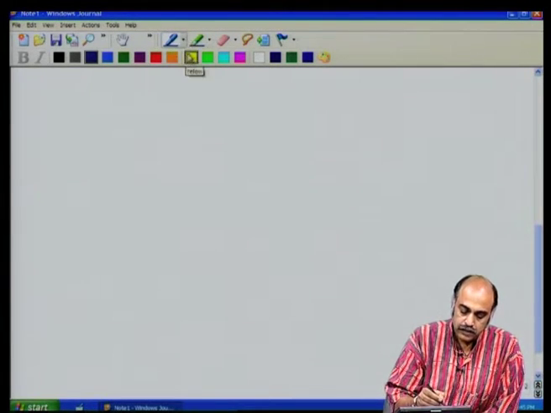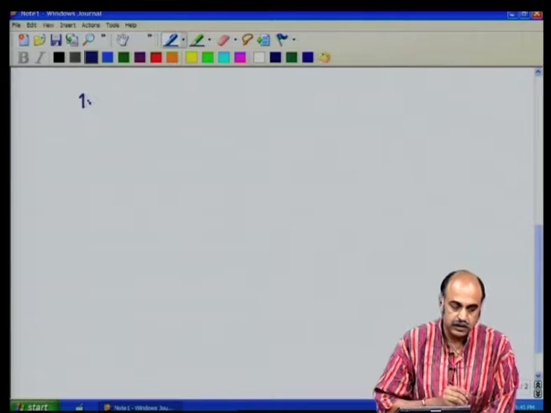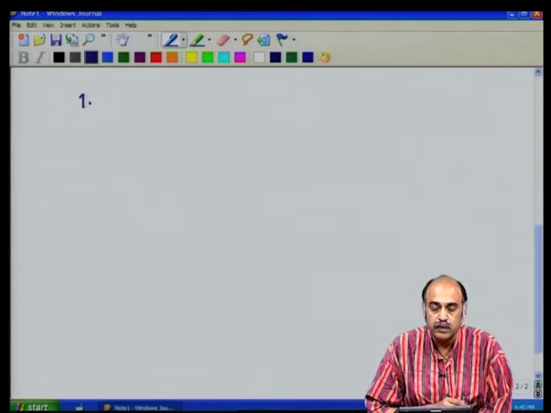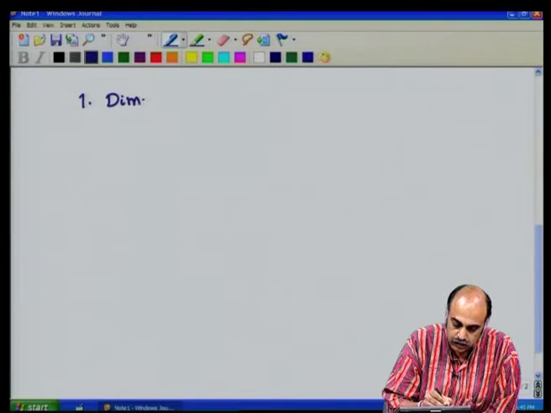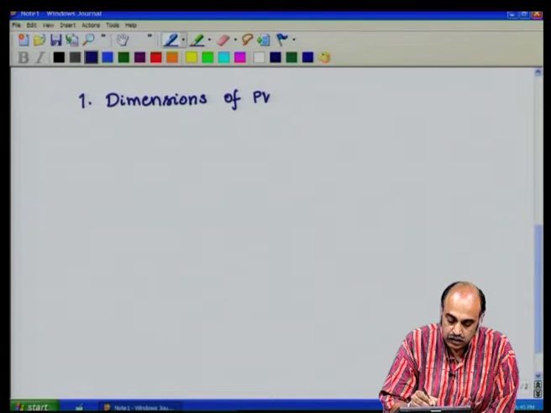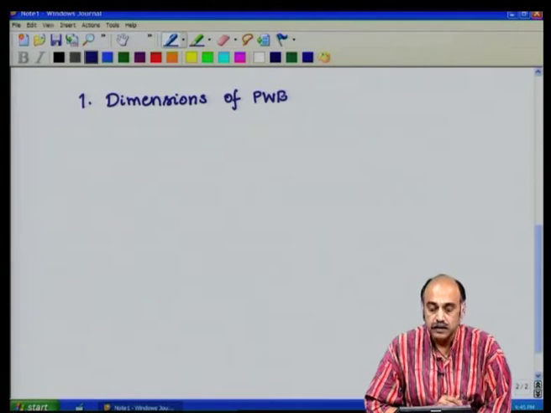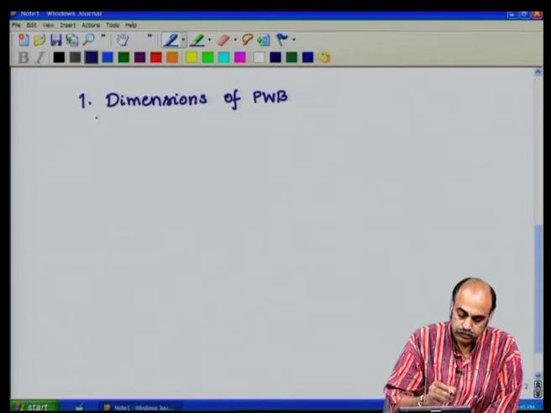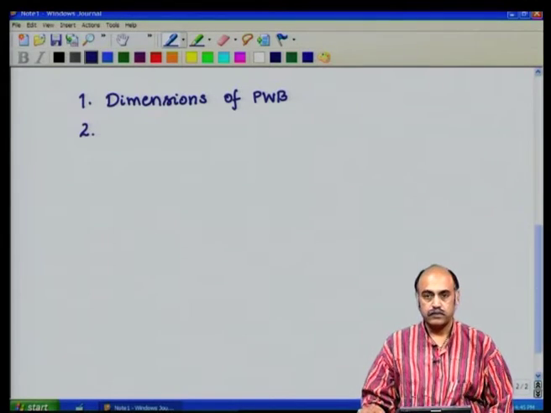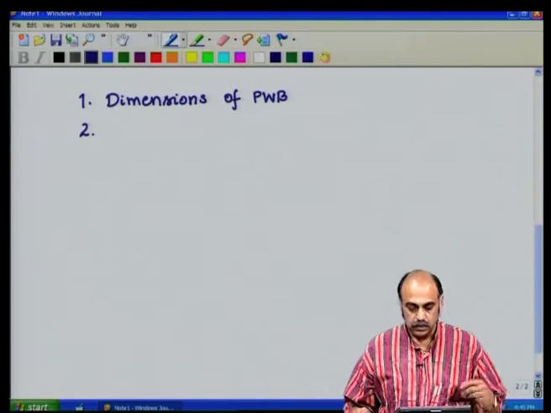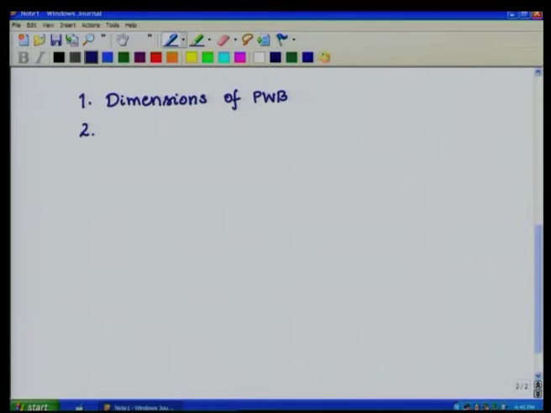So, when we come to the layout guidance, the first aspect that I feel a good printed wiring board designer should address is the overall dimensions of the PWB, printed wiring board, or printed circuit board, PCB. Here it is important for the designer to address the issues of the edges.